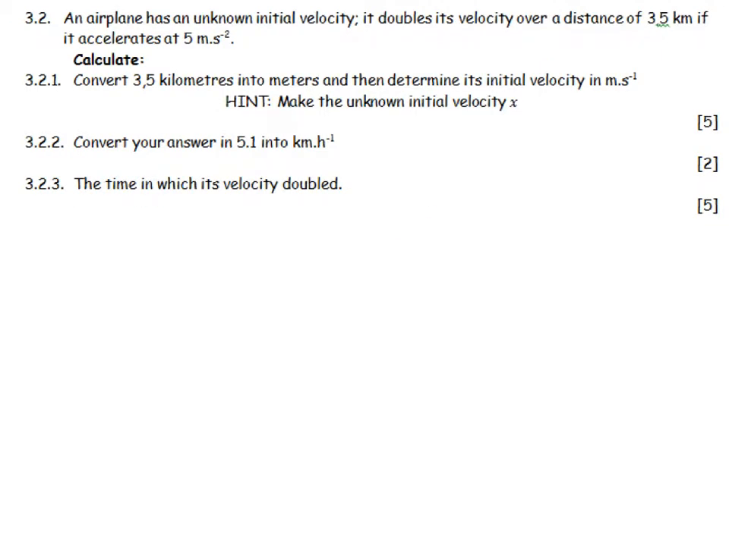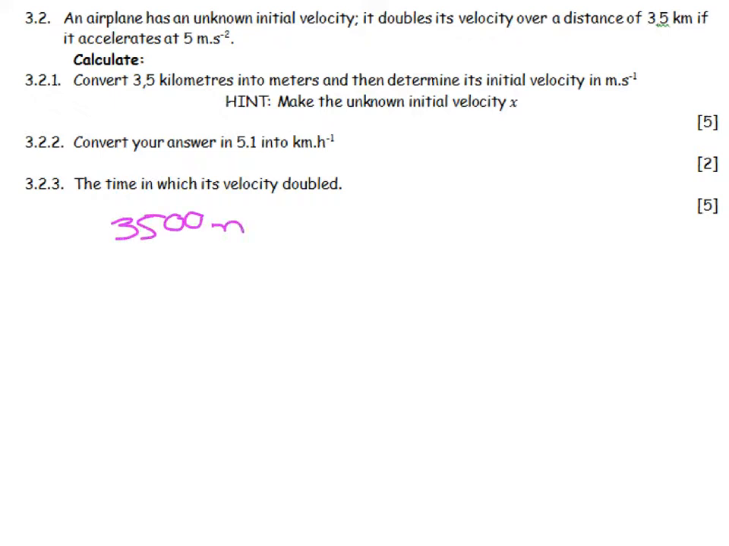An aeroplane has an unknown initial velocity. It doubles its velocity over a distance of 3.5 kilometers if it accelerates at 5 meters per second squared. So we're going to start by saying we need to convert 3.5 kilometers into meters and then get the original velocity.